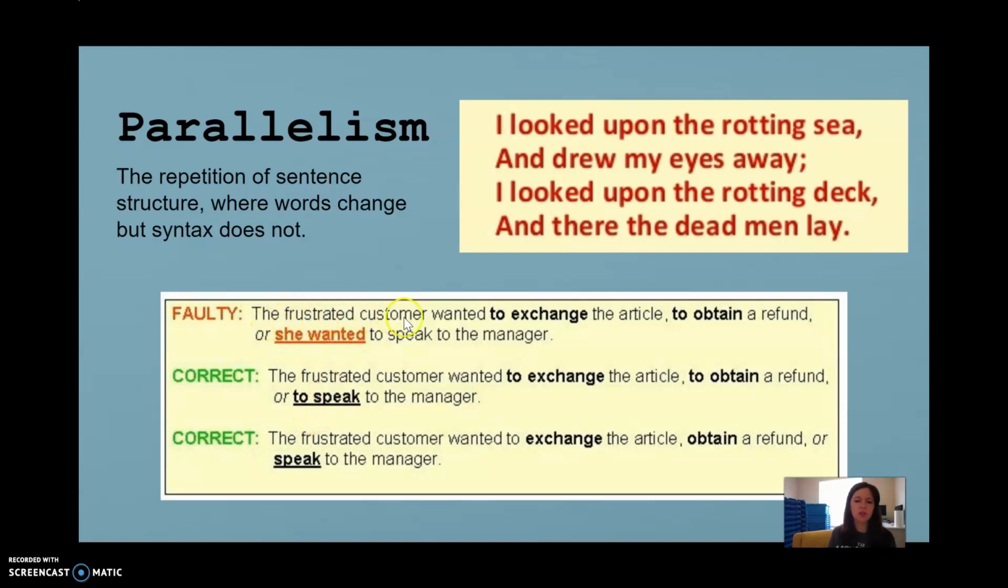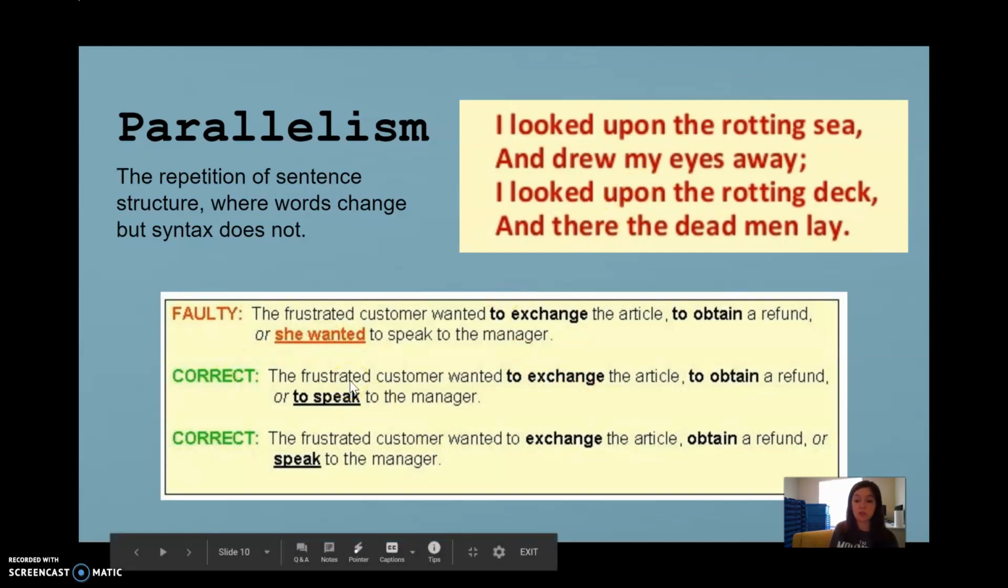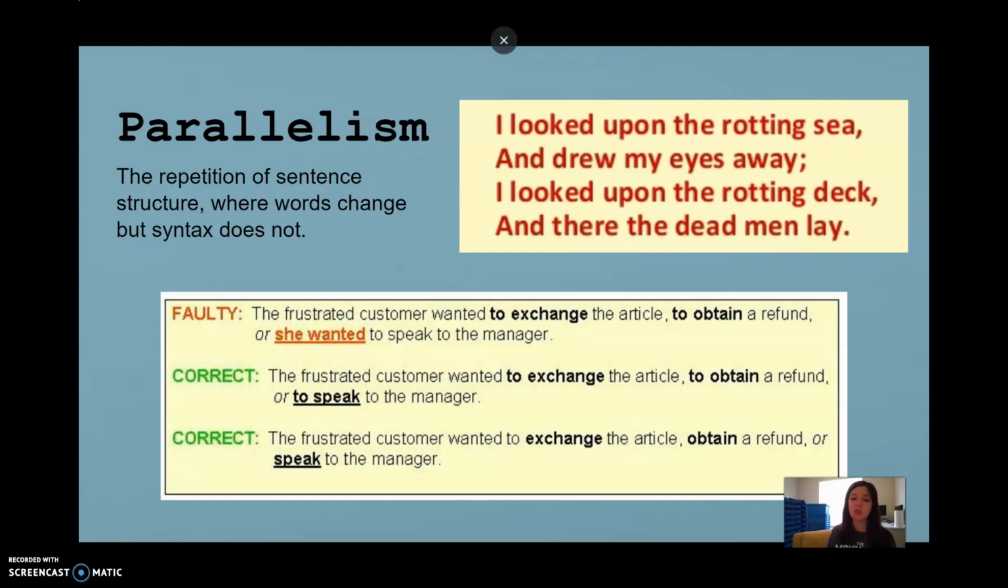So if you say the frustrated customer wanted to exchange the article to obtain a refund, or she wanted to speak to a manager, this breaks from the parallel structure because we have to blank she wanted. And so when you have a list, you should maintain the same structure in each of your clauses. So for instance, the way you would fix this is the frustrated customer wanted to exchange the article to obtain a refund and to speak to the manager, to blank, to blank, to blank. Each one of these clauses has the same parallel structure within them. So you can use it both stylistically, or also you can be much more practical and just make sure that you're listing correctly. So that's parallelism.